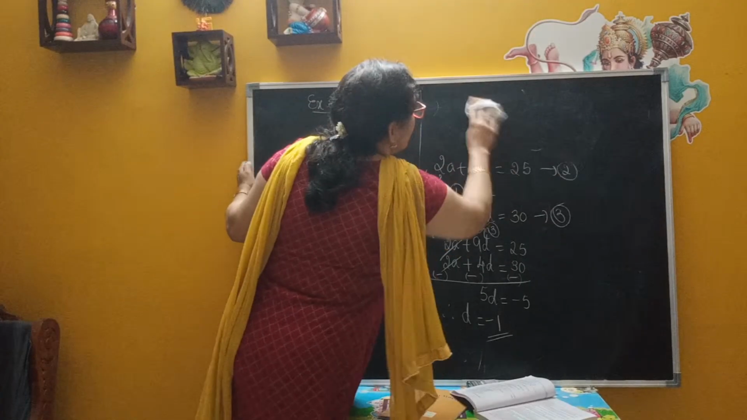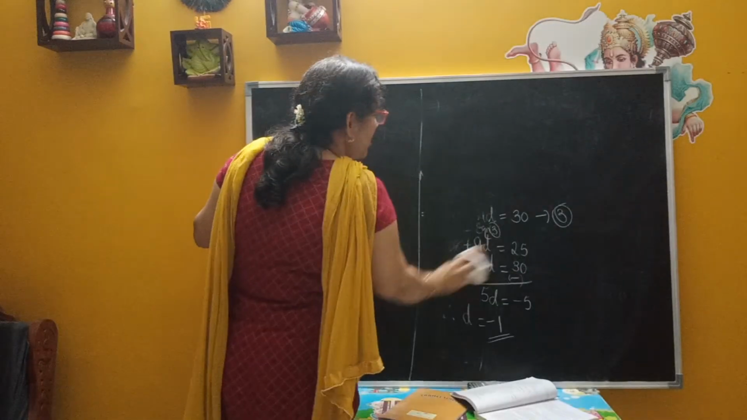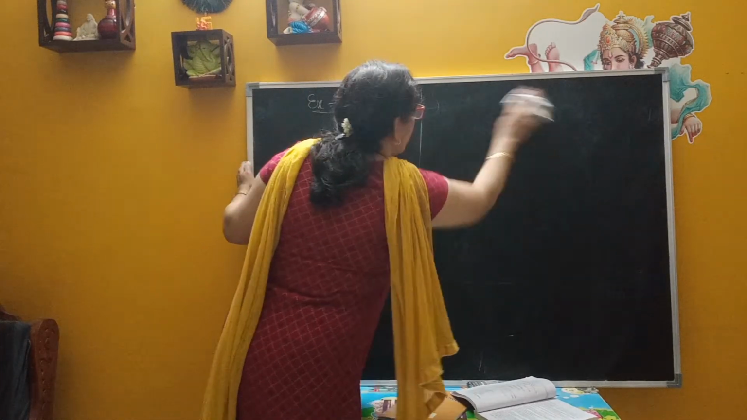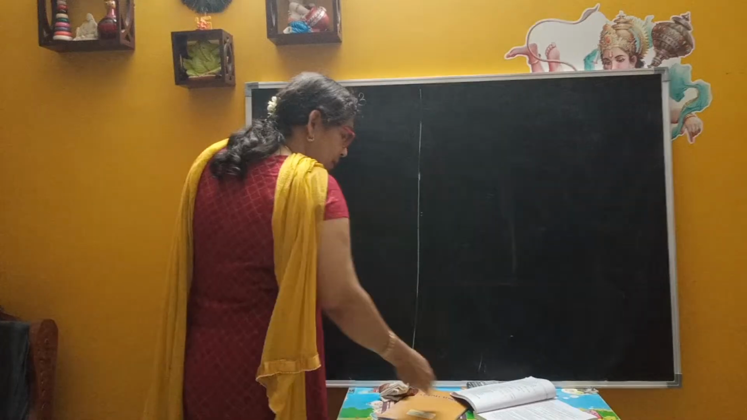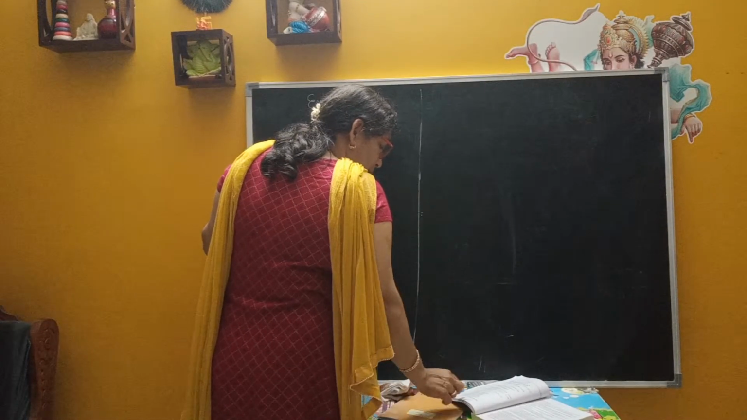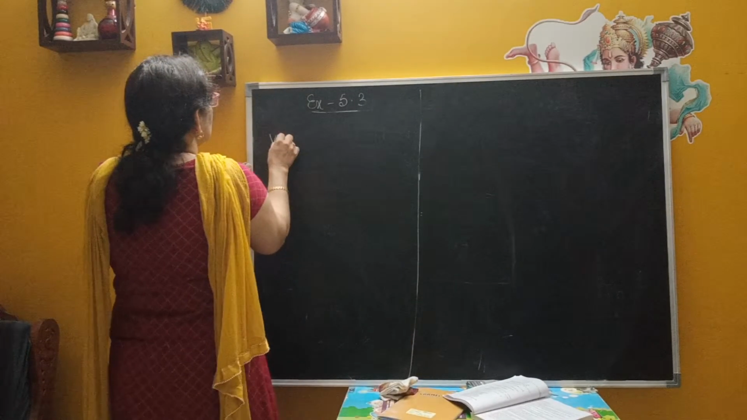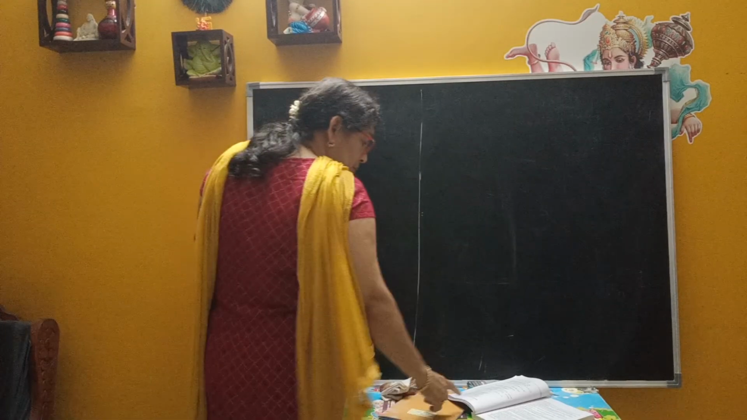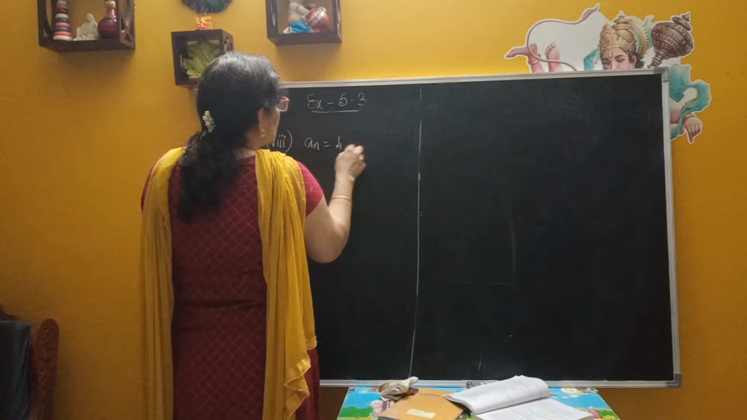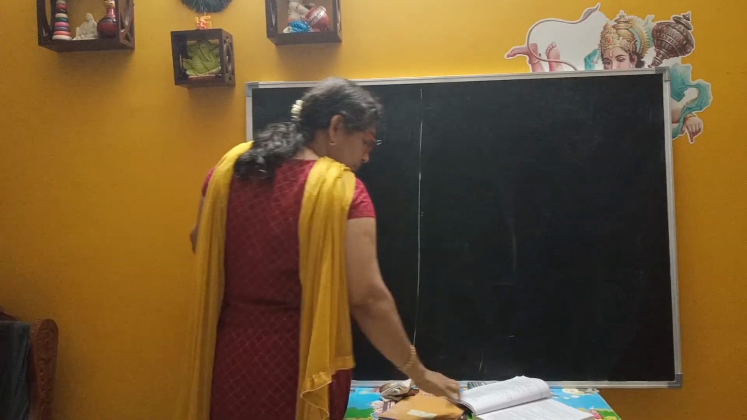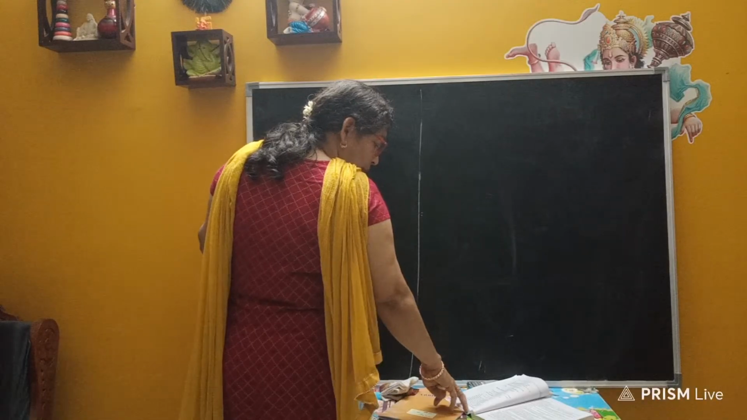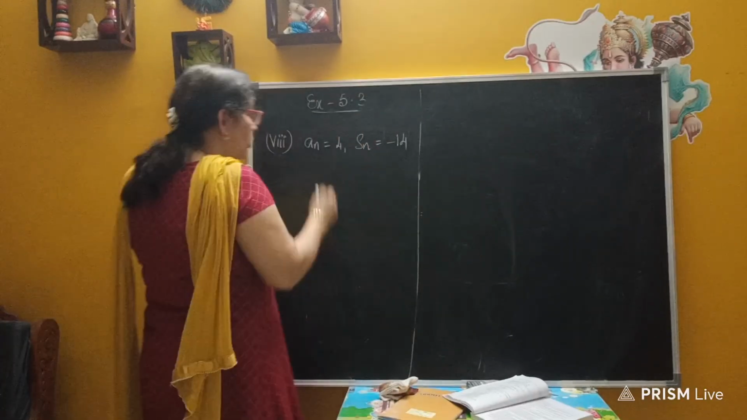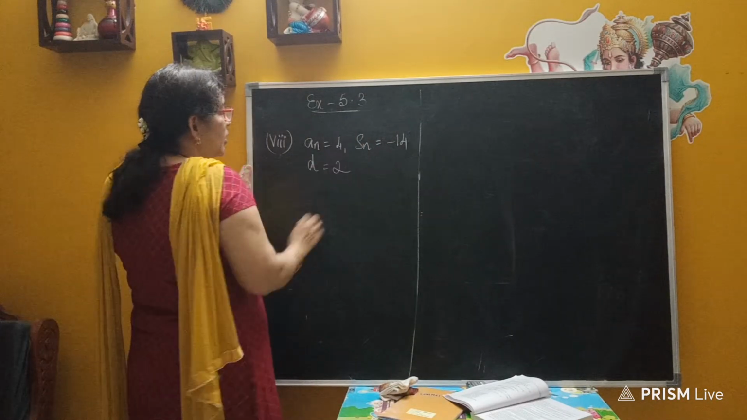Here it is not given which term it is, just they have written as an, nth term. That is problem number 8. Given an is equal to 4, Sn is equal to minus 14, and what else is given? D is equal to 2.